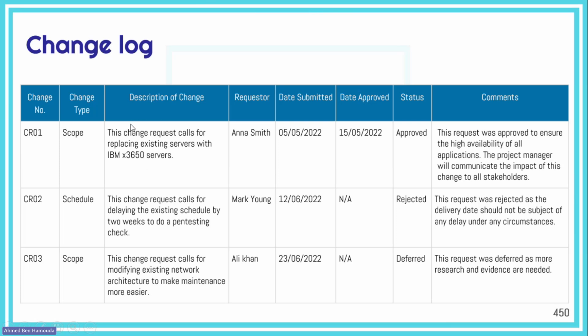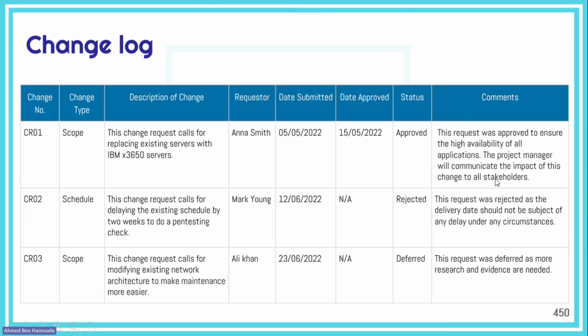So are we adding something? Are we removing something? Are we extending the schedule? Are we asking for more money, etc.? Who requested the change? Here we list the stakeholder who requested the change, and the date submitted, meaning when it was submitted or raised. Then, is it approved? If it's approved, then the date approved. If it's not approved, then that's not applicable. The status of the change: approved, rejected, or deferred. Deferred means we need more research, more evidence, more information. And for whatever decision, we need to put some comments.